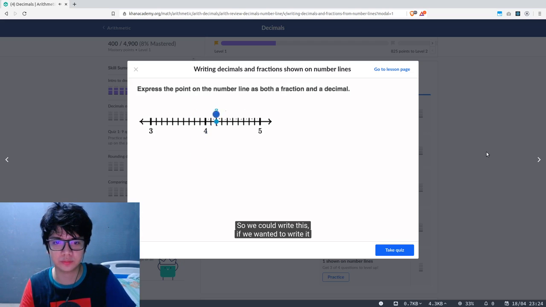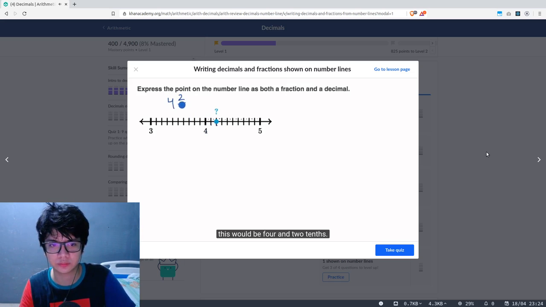So if we wanted to write it as a fraction or as a mixed number, this would be 4 and 2 tenths. And if we wanted to write that as a decimal, that would be 4, and then in the tenths place, we have 2 tenths. And that's it. We're done.